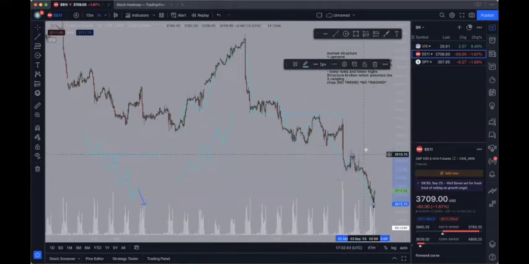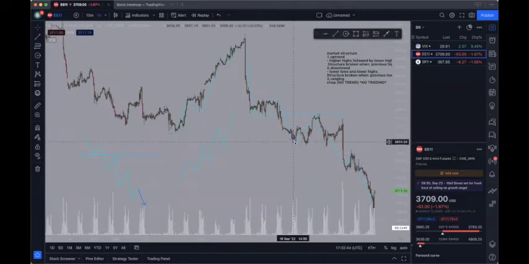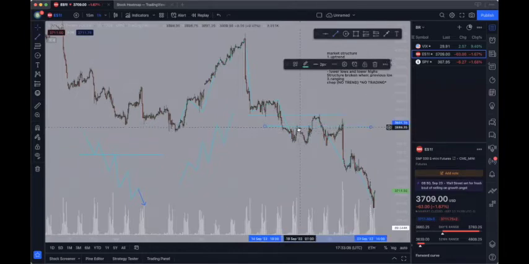I'm sure a lot of people are going to wonder, okay, why wouldn't you have called this a break of structure here, where it came down and broke this lower high right here? Okay, so basically it did. That's correct. It did break this lower high. Ultimately, on lower time frames, this structure was broken because this lower high was broken here.